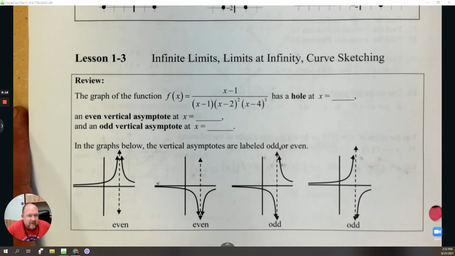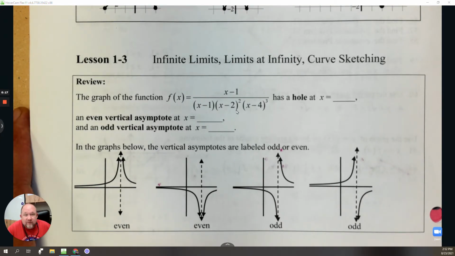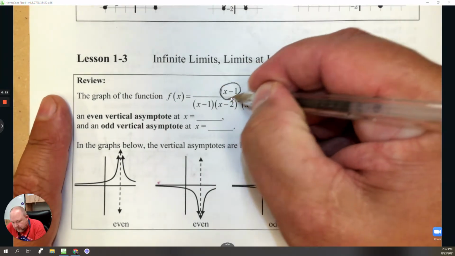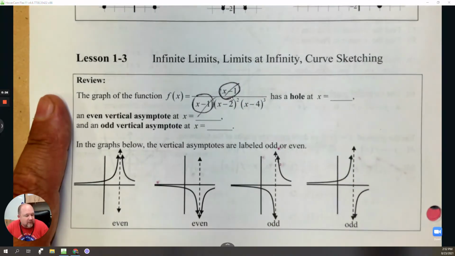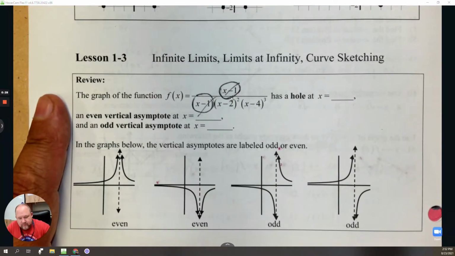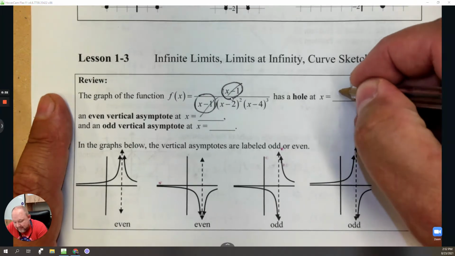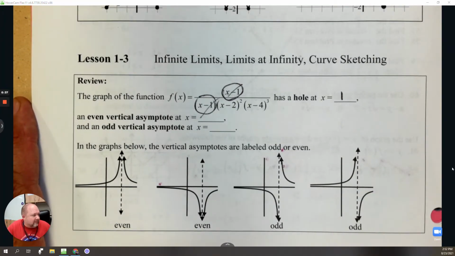The graph of the function f at x here has a hole, and to understand that is to understand where something is removable. So notice how x minus 1 is removable. So the 0 of what you removed, a little space here, the 0 of what was removed is at x equals 1, because that's what got removed.